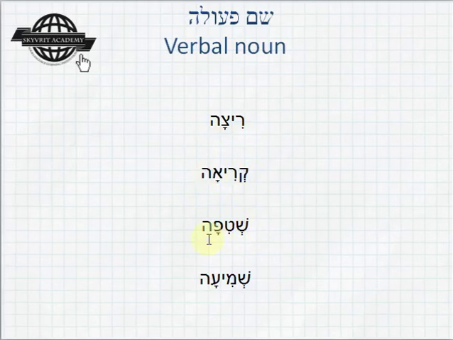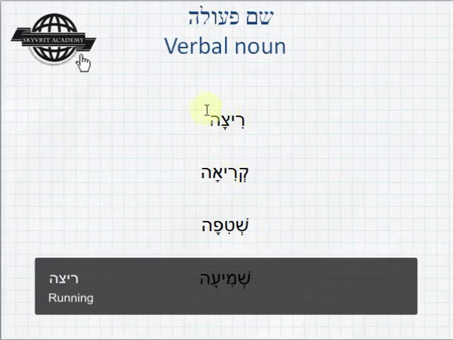Shtifa means washing. Shmi'a means hearing. So we have ritza, kri'a, shtifa, and shmi'a. Now let's start with the very first shem pe'ula, ritza.